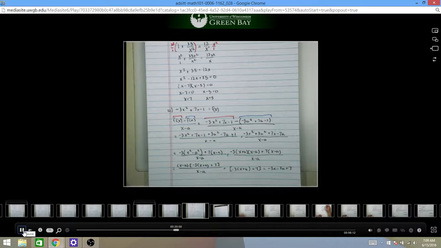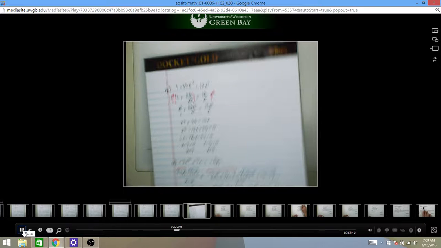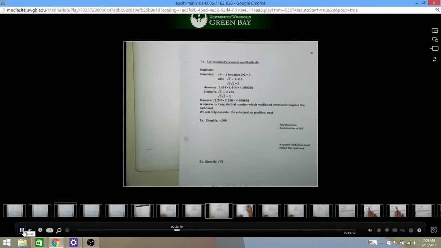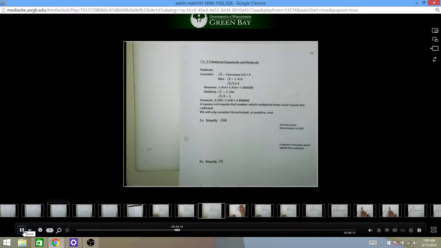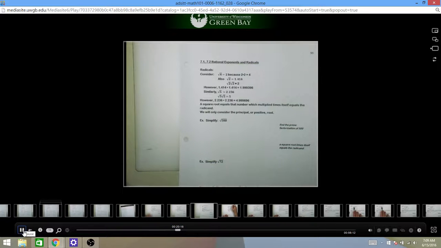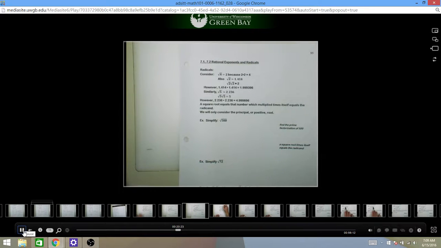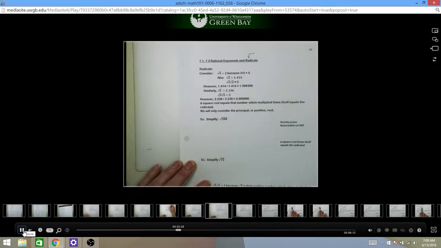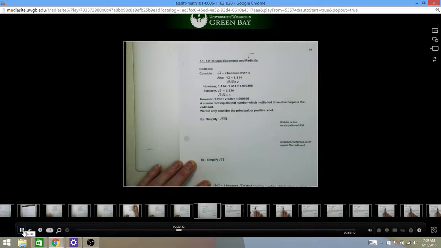Let's take a look at 7.1. I have 7.1 and 7.2 on here together. So I took a look at WebAssign to see how they're broken up on WebAssign. And I'll just get that up again so I make sure I don't miss something. So we're talking about radicals. Those are roots. We're going to talk a lot about radicals in this chapter. The first goal is to just understand what they are.